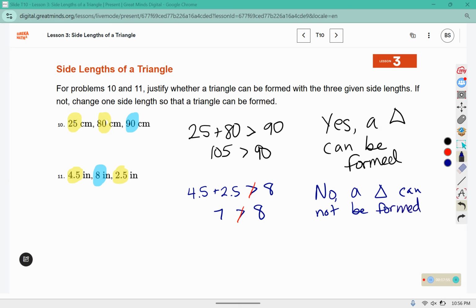We need to change one of the side lengths so that it will make a triangle. So we need to change one of these so that they add up to more than 8. We could have 4.5 and 4, that would make 8.5, and that is bigger than 8. So we could change those to be 4.5 inches, 4 inches, and 8 inches. 4.5 plus 4 makes 8.5, which is bigger than 8.